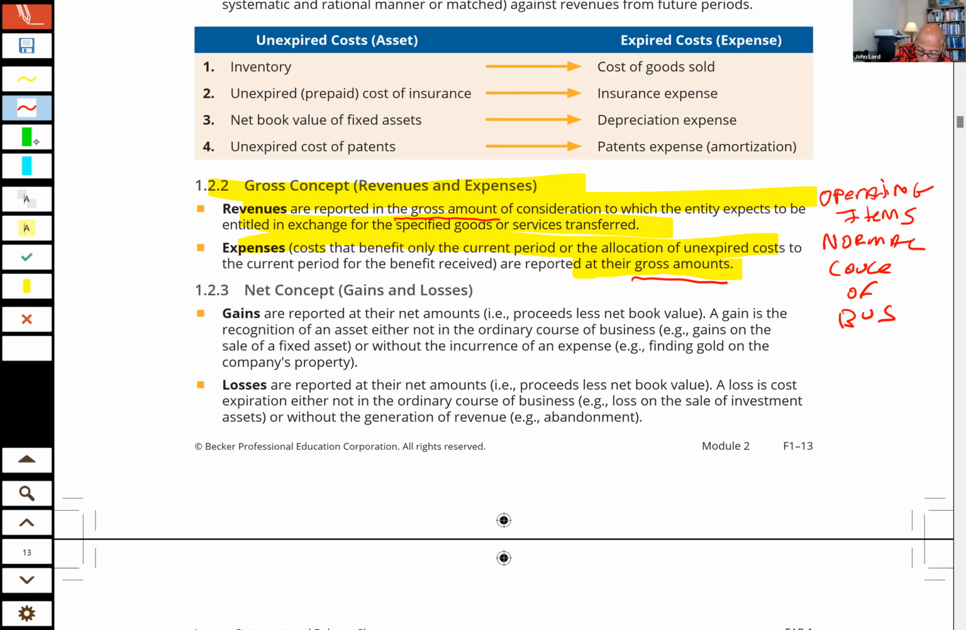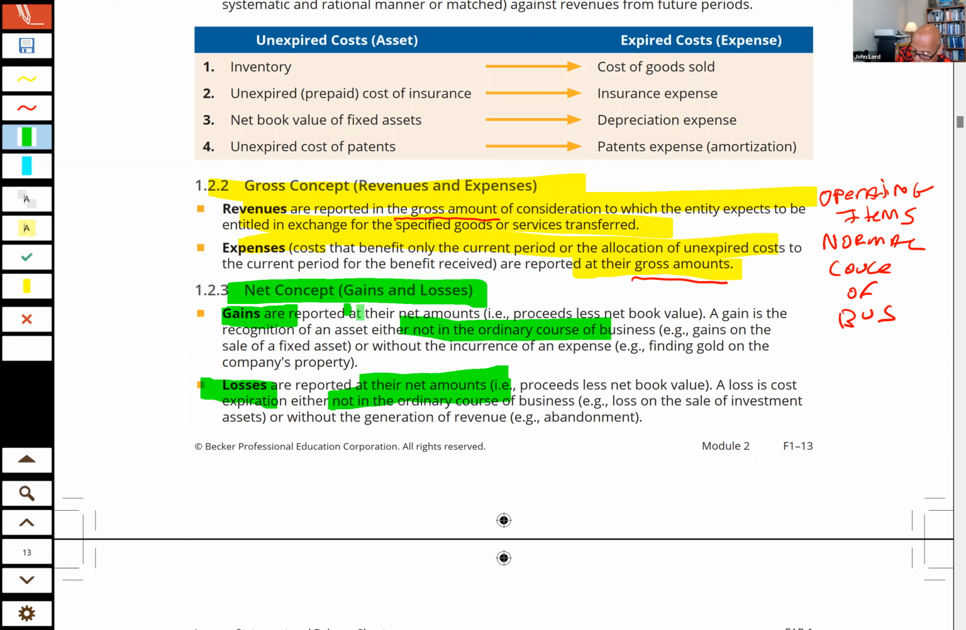The training, the salaries, that sort of thing. The sales from the shoes and stuff would be considered a normal course of business. Now you take a look at the net concept, and we talk about gains and losses, and we say that they are not in the ordinary course of business, and they are reported net. They are reported at their net amounts. Okay, so what does that mean?